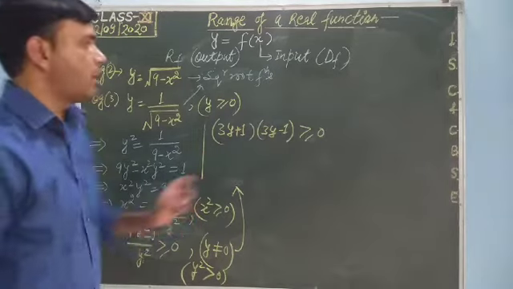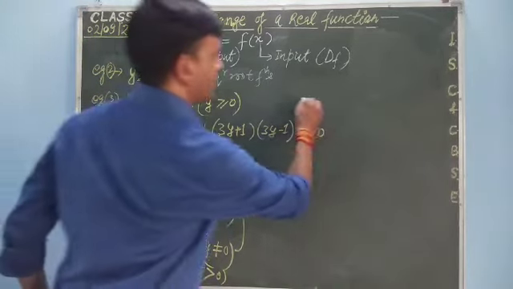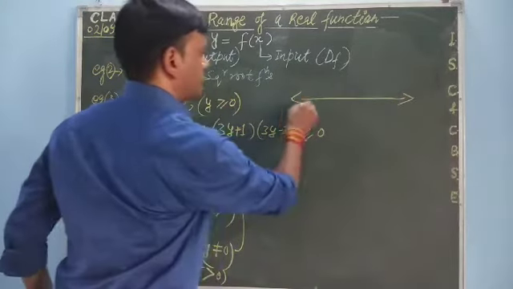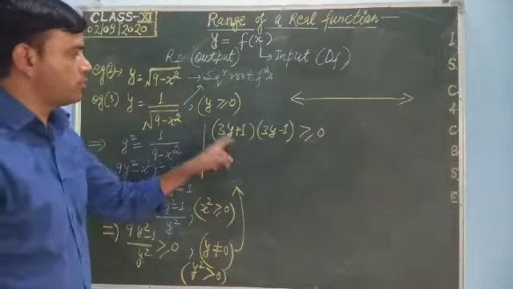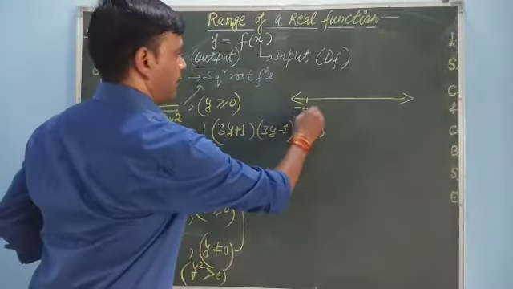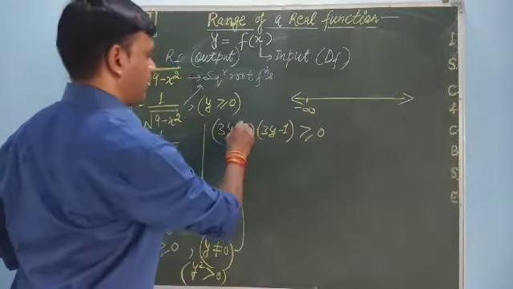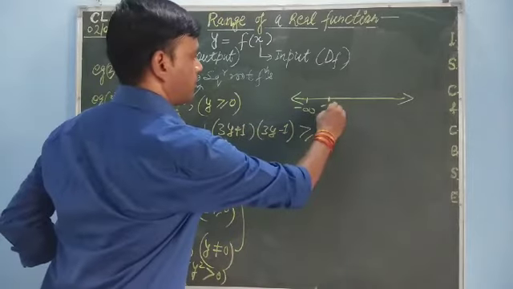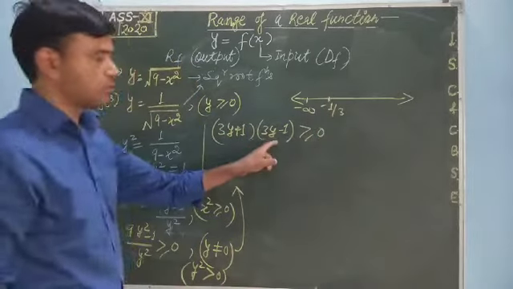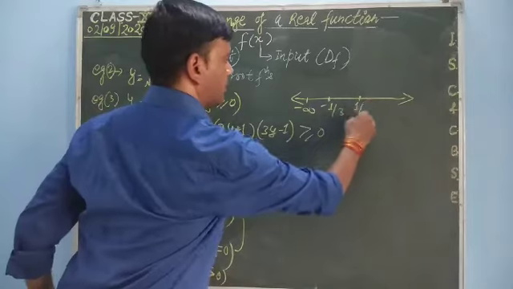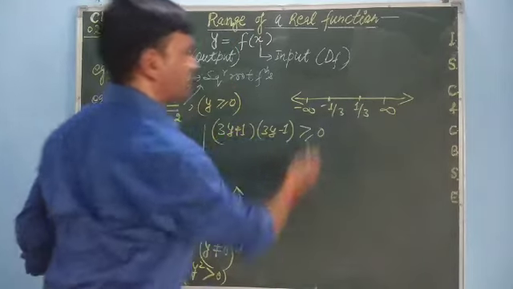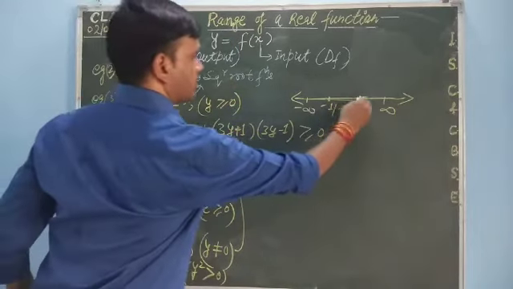Now we can draw a number line for this. If we put this equal to 0, we get the points minus 1 upon 3 and 1 upon 3, from minus infinity to infinity. Now three intervals are there, first one, second one, and third one.